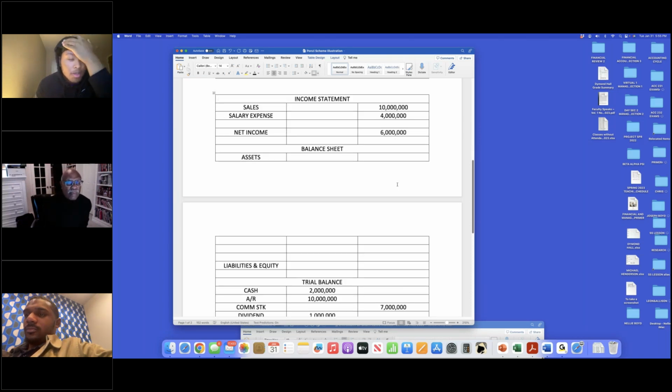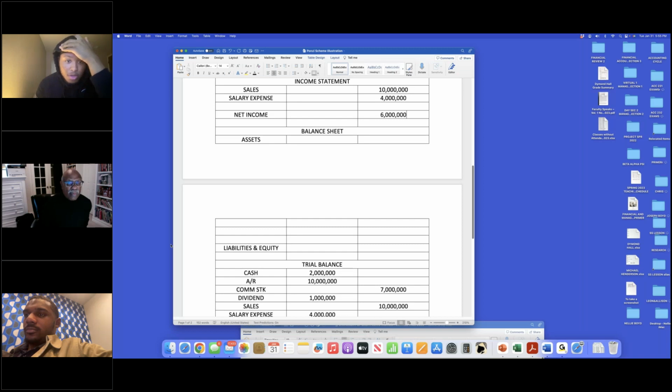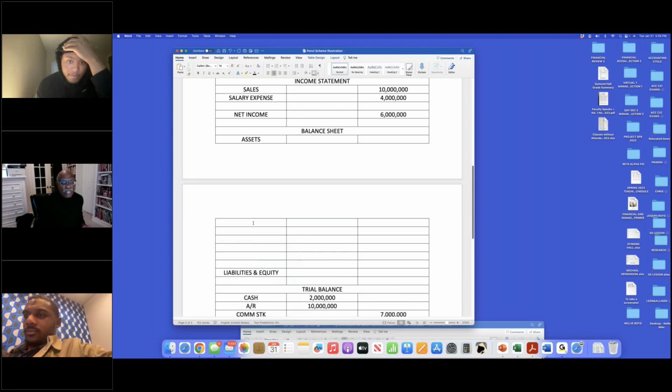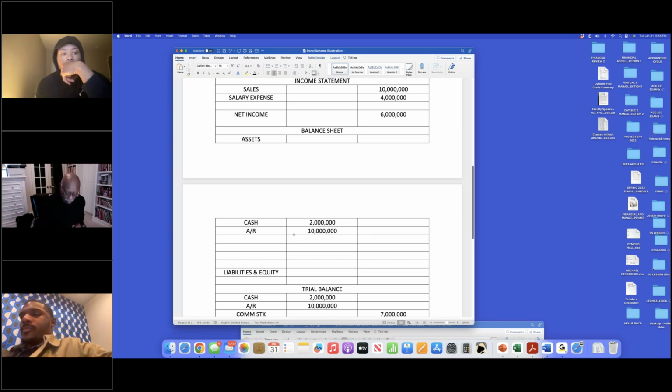Assets: cash, 2 million. Accounts receivable, was it 10 million? Okay, that's it. So that's 12 million total current assets. So for the assets we just have cash and accounts receivable, 10 million. So my total is 12 million. Yes, sir.